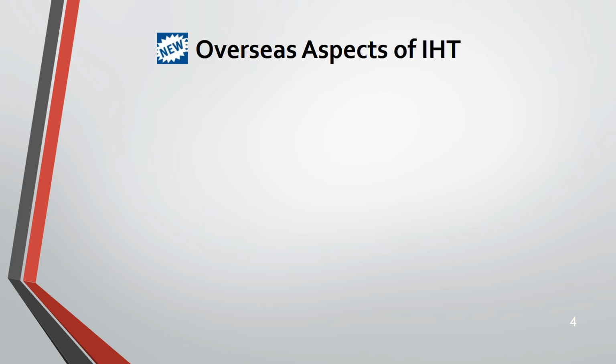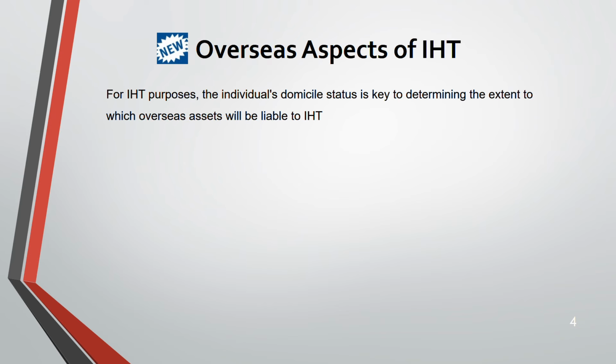So overseas aspect. This is nothing new to you. Any tax, whether it's VAT, corporation tax, CGT, income tax, all the types of taxes, have an overseas aspect to it. So for IHT, the individual's domicile status is the key to determine the extent to which overseas assets will be liable to IHT or not. What is domicile and all, I have covered in my previous lecture.